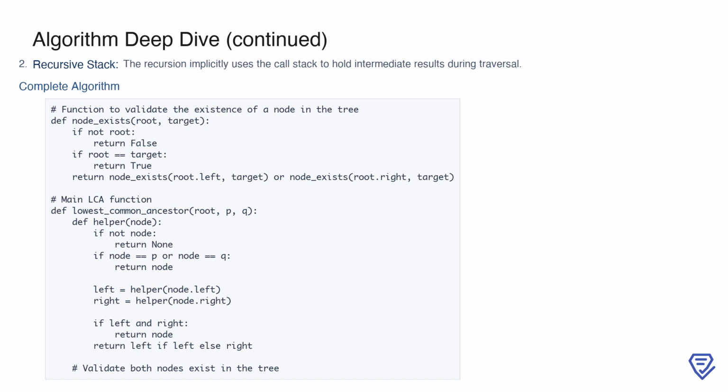The helper function checks if the current node is none, returning none if that's the case, or if the current node matches P or Q, returning the current node as a result. It then recursively explores both left and right subtrees. If both left and right return non-none values, the current node is identified as the LCA, and this result propagates upward. Otherwise, the function returns the non-none result from its left or right subtree, effectively continuing the search.